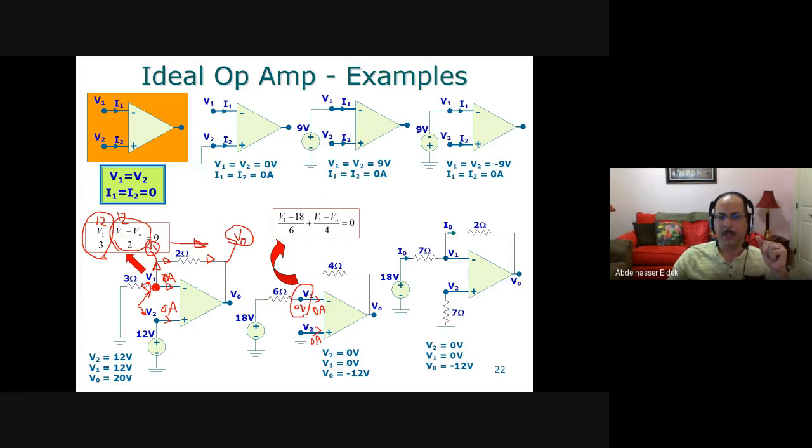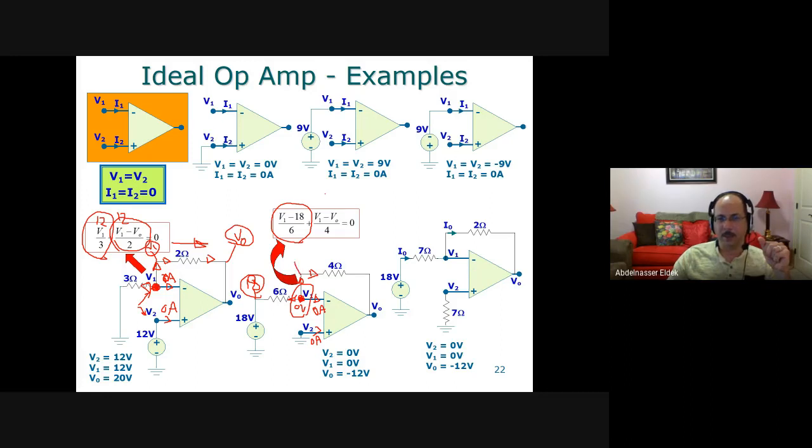Third, apply nodal analysis at the input. So we have these three currents: 1, 2, which is this current, and the third one is this one here, which is 0. So at this node, you have three currents. One is V1 minus the voltage here, which is 18 volts. So it is V1 minus 18 divided by 6.